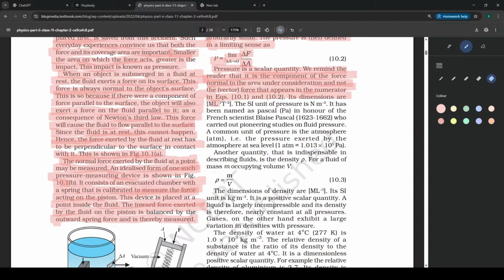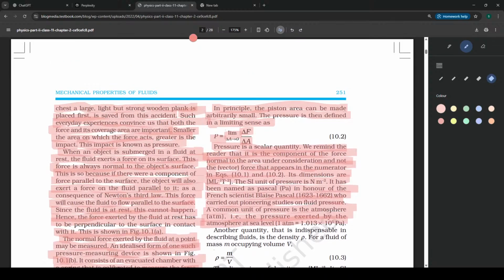Its dimensions are M L T power minus 2. The unit of pressure is Newton per meter square. It has been named Pascal in honor of the French scientist Blaise Pascal, 1623 to 1662, who carried out pioneering studies on fluid pressure. A common unit of pressure is the atmosphere, that is atm. The pressure exerted by the atmosphere at sea level is 1 atm, which equals 1.013 times 10 power 5 Pascal. Another quantity that is indispensable.